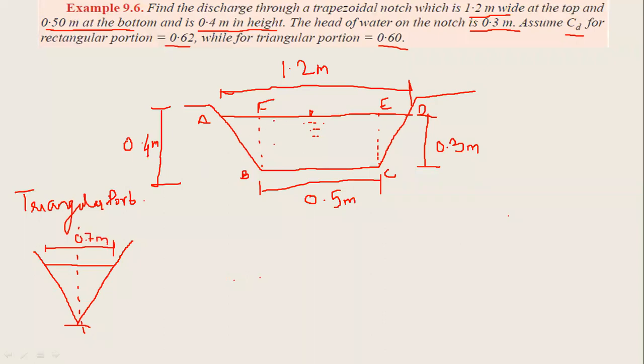For those who don't understand, the distance from B to C is 0.5 meter. Now if you look above, the distance from F to E is also 0.5 meter, and the remaining portions AF and ED, if I add those, will be 0.7 meter. Now I'll just put here B, C, A, D, E, F. Now here I have the total head of water, that is 0.3 meter, and I have the top width.